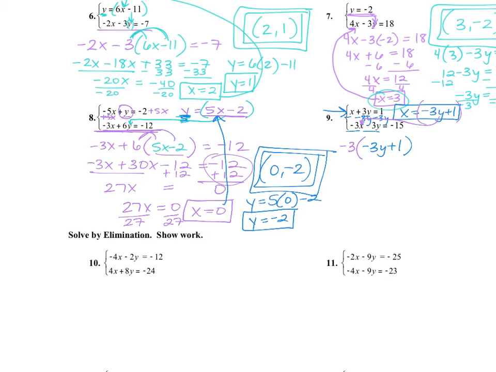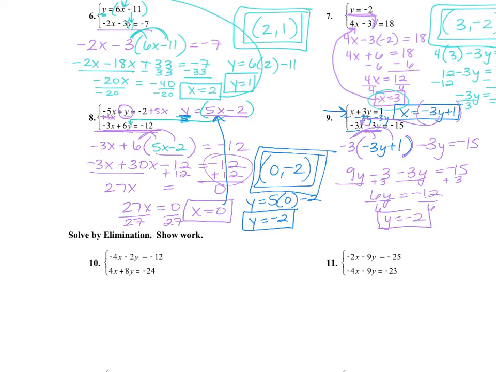And then back to -3y equals -15. Now we can solve from there. So simplify. We're going to distribute: 9y minus 3 minus 3y equals -15. 9y minus 3y is 6y, and we're going to add 3. So 6y equals -12. We're going to divide by 6, so y is -2.